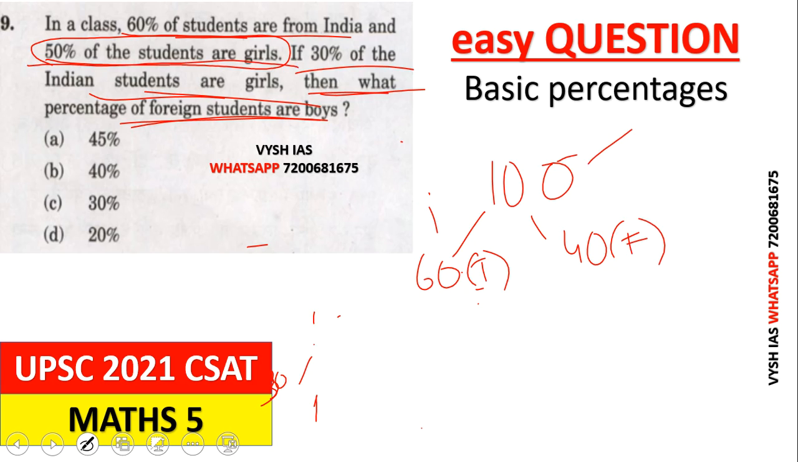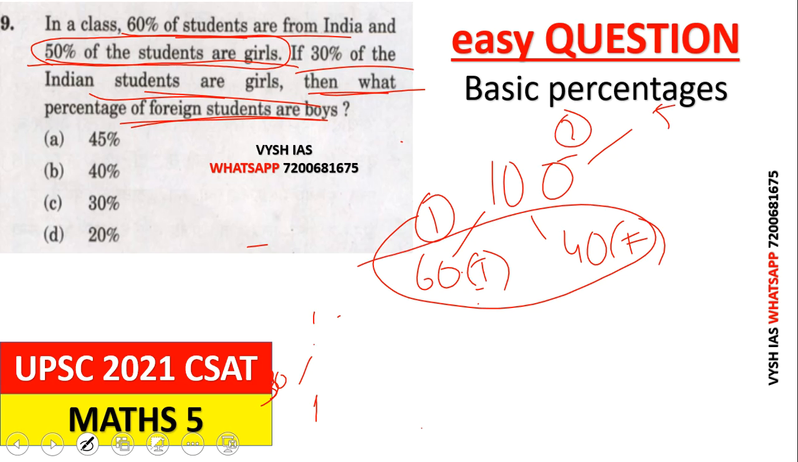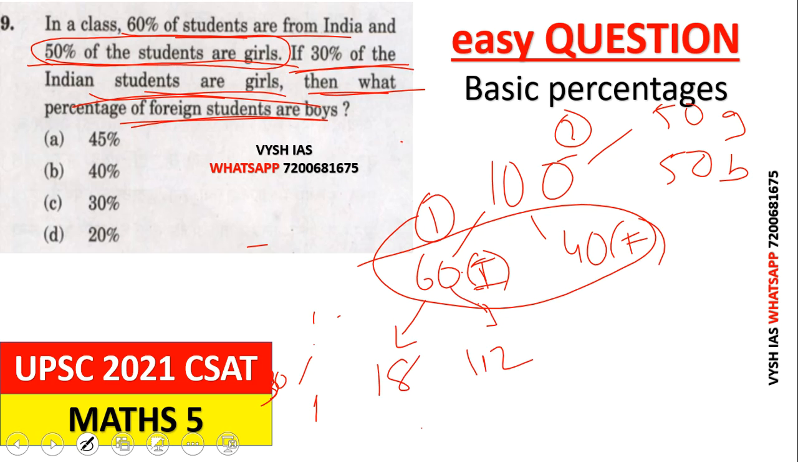Okay, this is equation 1. Whatever we have done is equation 1. Now equation 2, 50% are girls. That means obviously 50% are boys, G and B. Now they are telling the third line. If 30% of Indian students are girls, 30% of this is Indian students. 30% of Indian students are girls means 18 of them are girls. That means obviously remaining 42 Indians are boys. Okay, this is G, this is B.